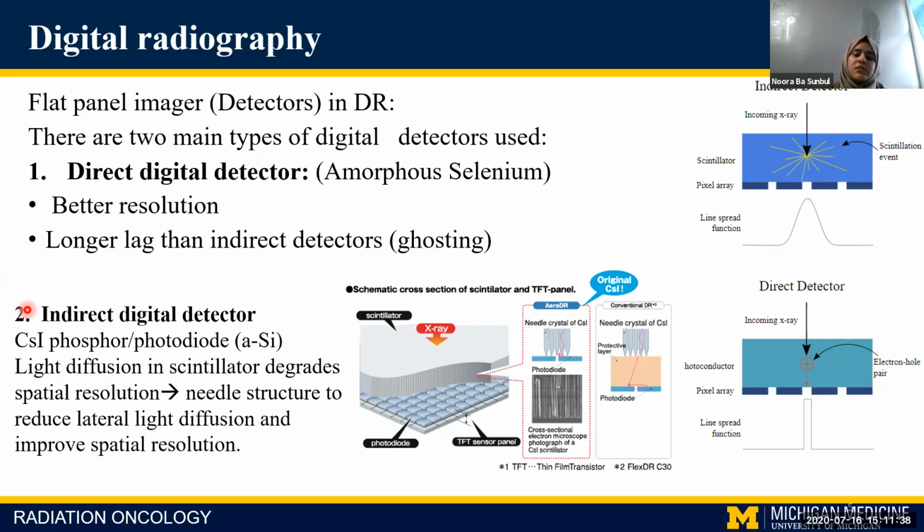However, the needle structure of the detectors, as you can see in the figure, helps us in decreasing the lateral light diffusion and get a better resolution and improve the signal that's detected. And the figure shows how the shape of that panel imager will look.